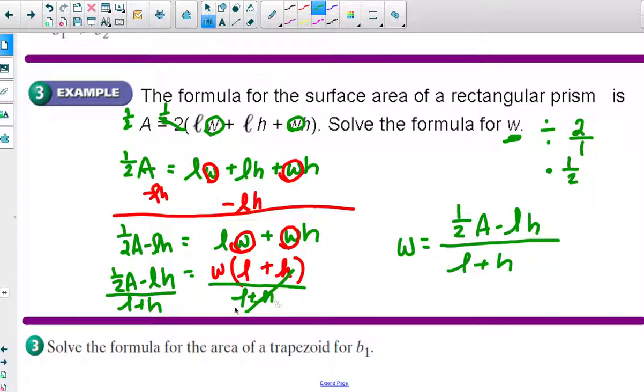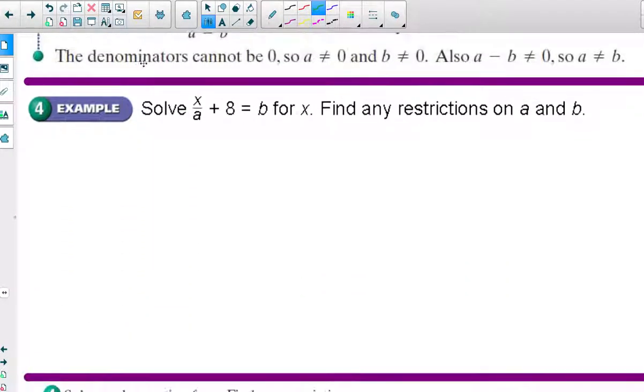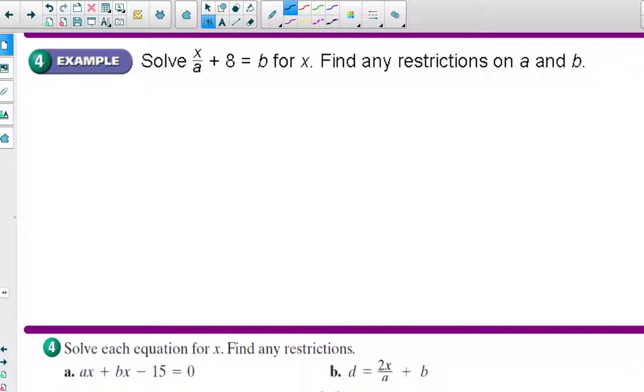Okay, example 4 is the brand spanking new one that can be very tough to understand for some. And the part that's the hard part, really, in my opinion, is this find any restrictions on A and B. Okay, if you have to find a restriction, that means you need to look and see if the original equation had a fraction with a variable in the denominator, and if the concluding equation has a fraction with a variable in the denominator.